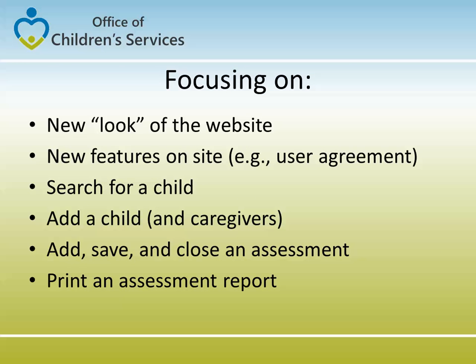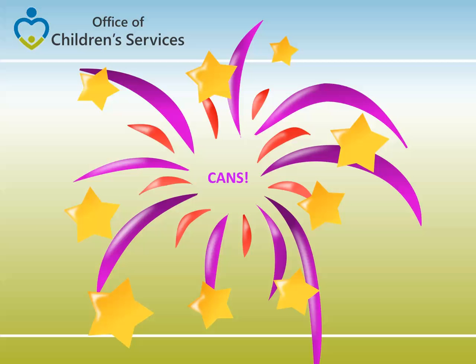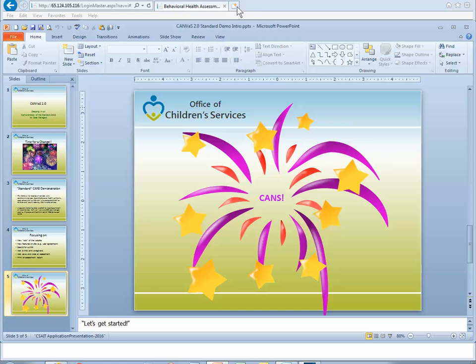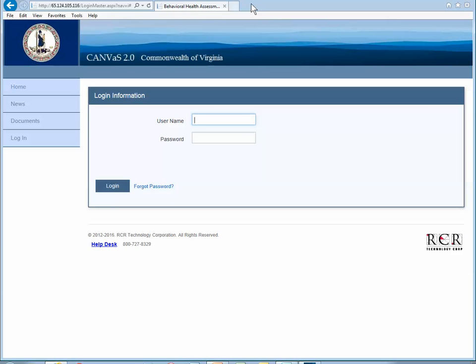This demonstration of the Standard CANS will focus specifically on navigating the new system when searching for and adding a child and entering assessments, as well as looking at the assessment report. I assume most of you have some familiarity with the current Canvas system, which is accessible at canvas.csa.virginia.gov. That location will remain unchanged with Canvas 2.0. For today, we'll be working in a demonstration area, and we'll begin the demo by logging onto the Canvas 2.0 test site.